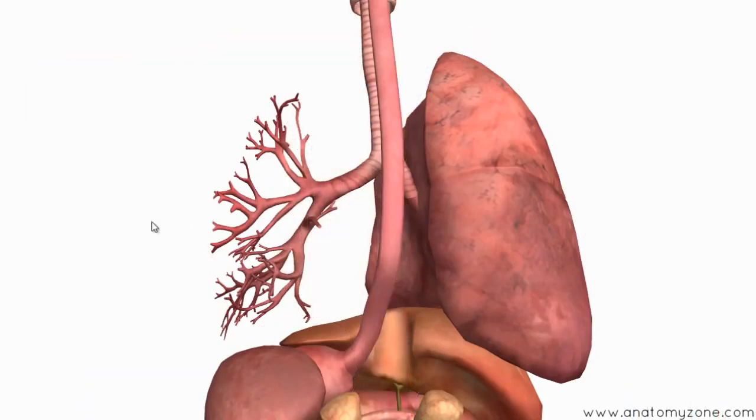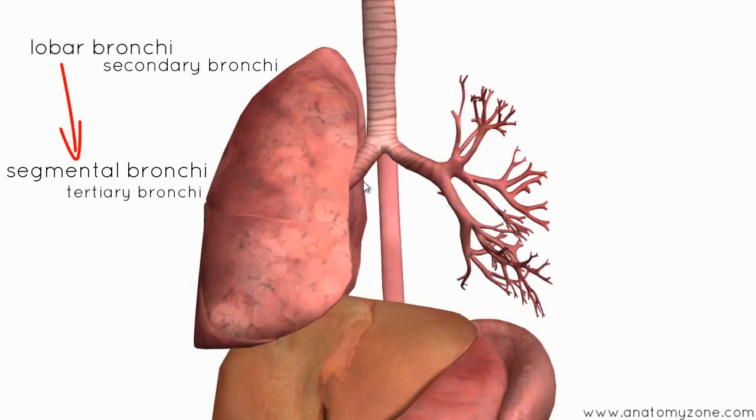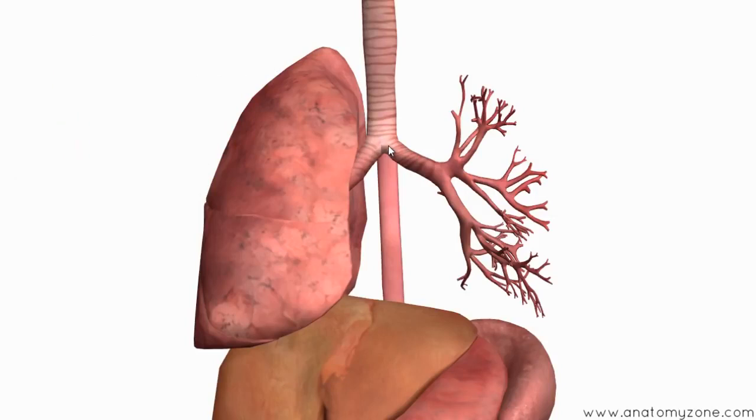Just coming back to the bronchi, once they've entered the lung, they divide further. They divide into lobar bronchi, which are also known as secondary bronchi, and then the lobar bronchi divide further into segmental bronchi. So you've got the trachea dividing into the primary bronchus, a right and left primary bronchus or main bronchus. Then the primary bronchi divide into lobar bronchi, which are known as secondary bronchi, and the secondary bronchi divide into tertiary bronchi, which are segmental bronchi.